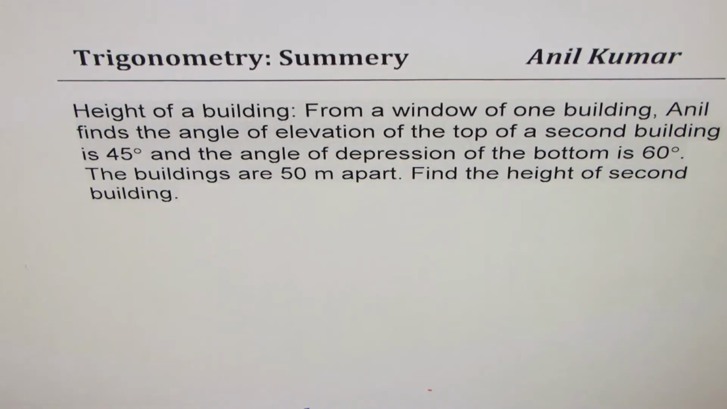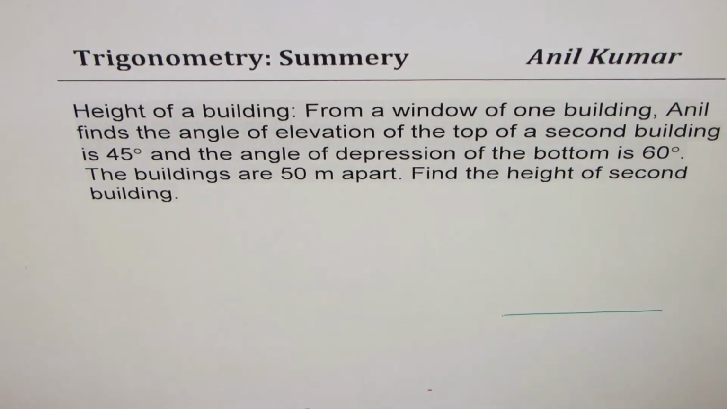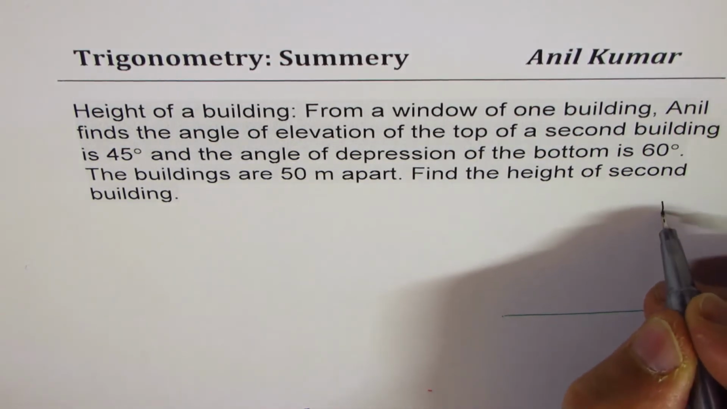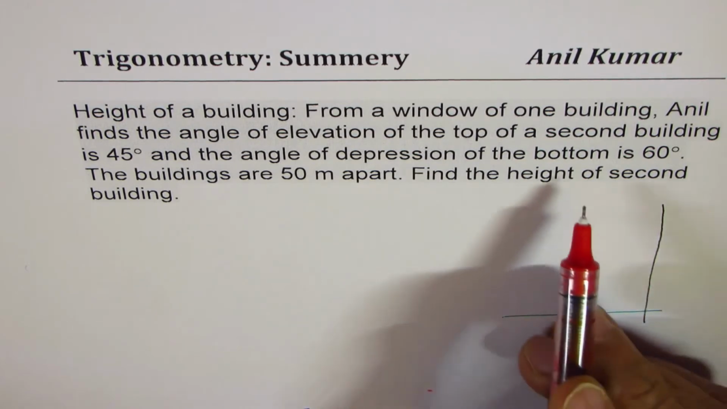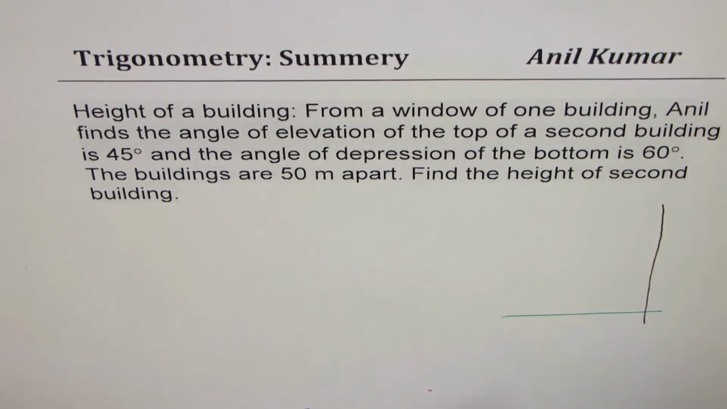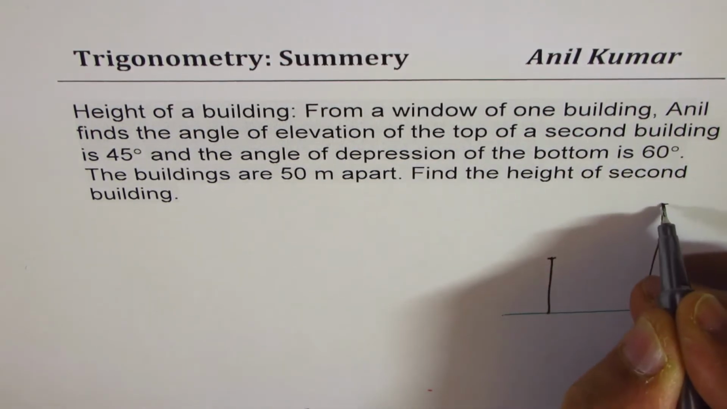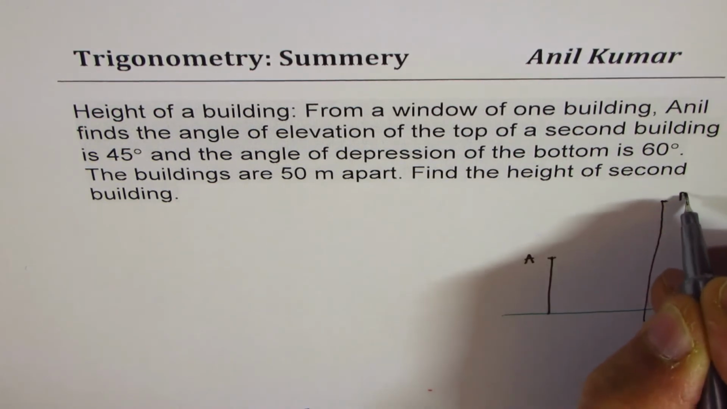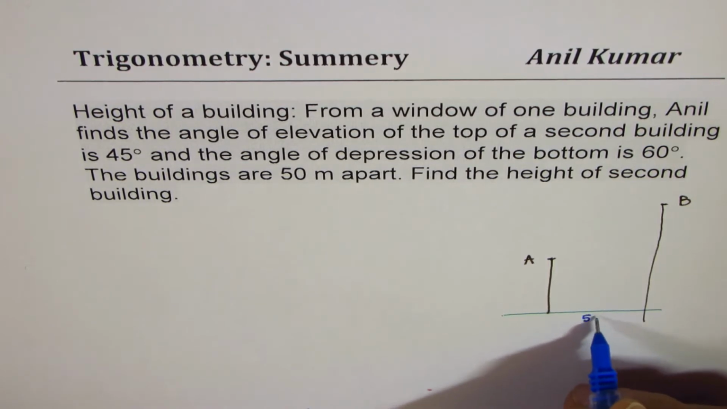The idea of this question is to understand what an angle of depression and an angle of elevation are, and also how to use the trigonometric ratios which we have just learned in parts A, 1 and 2 of the summary of trigonometry. Now in this example, let us make a diagram. Let's say this is one building and the other building is here. So these are the two buildings. Let's call them A and B as their top. The distance between these two buildings is 50 meters.